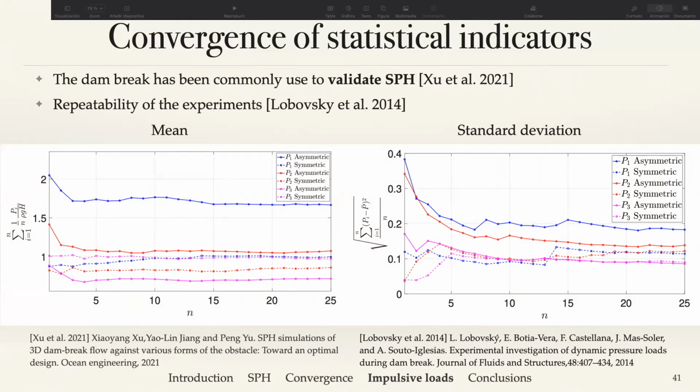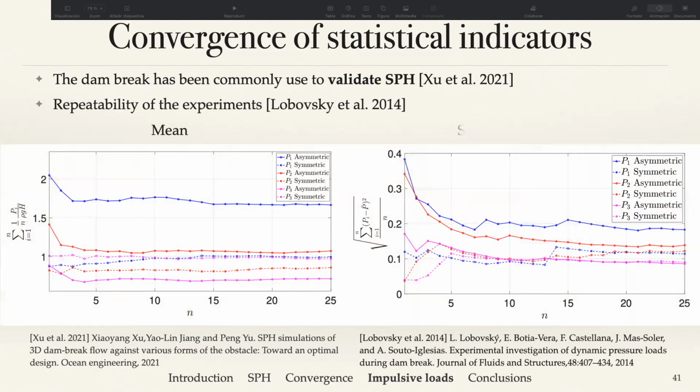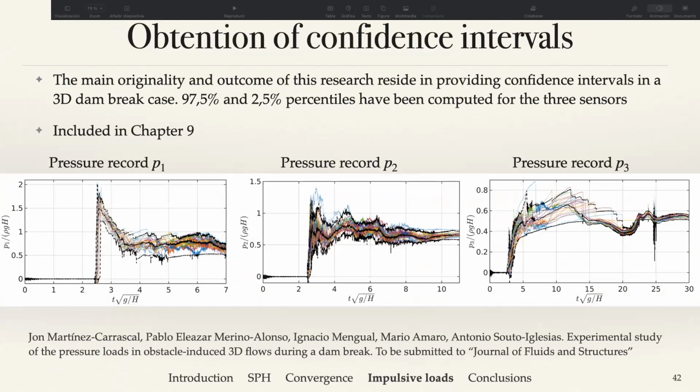Here on the left, you have the mean, and on the right, the standard deviation, depending on the number of repetitions. So these are actually running mean and running standard deviation. Different colors stand for the different pressure records obtained with the different sensors and for the 2 cases that are considered. This case here of a higher pressure corresponds to the sensor which is most exposed to the flow in the non-symmetric configuration. So the 95% confidence intervals have been obtained for all the pressure records.